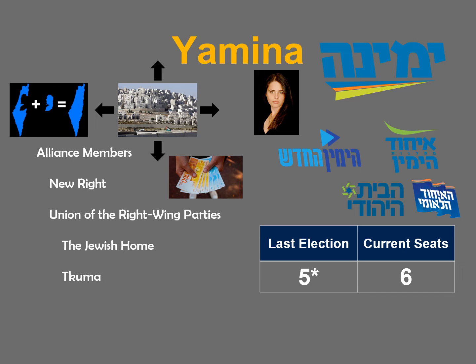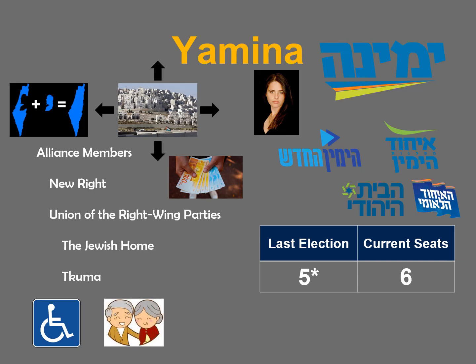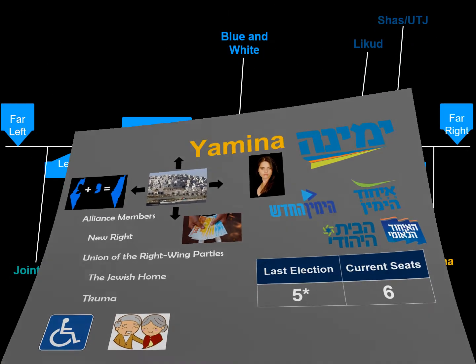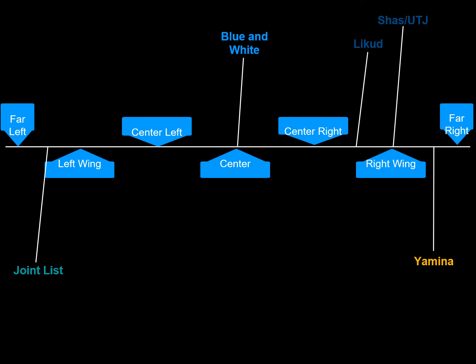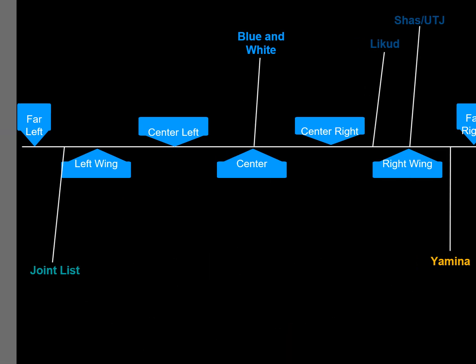It also wants to enact economic and medical protection for the disabled and the elderly. Yamina supports Netanyahu for prime minister. Politically, the alliance falls between right-wing and far-right.